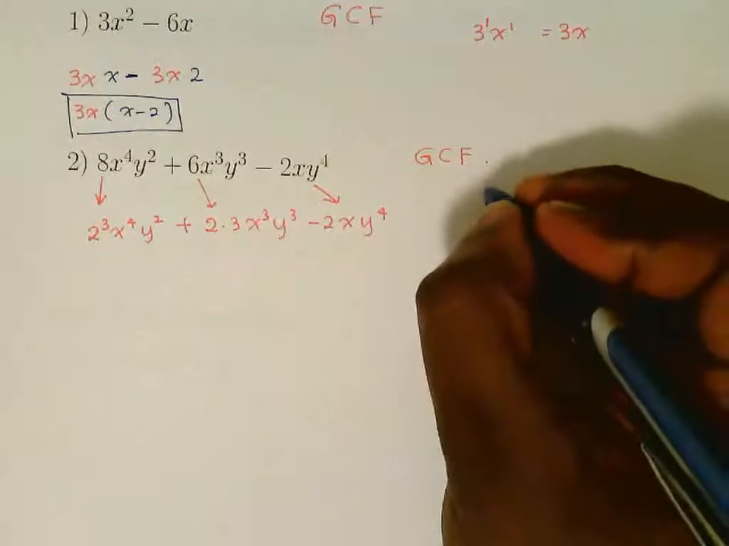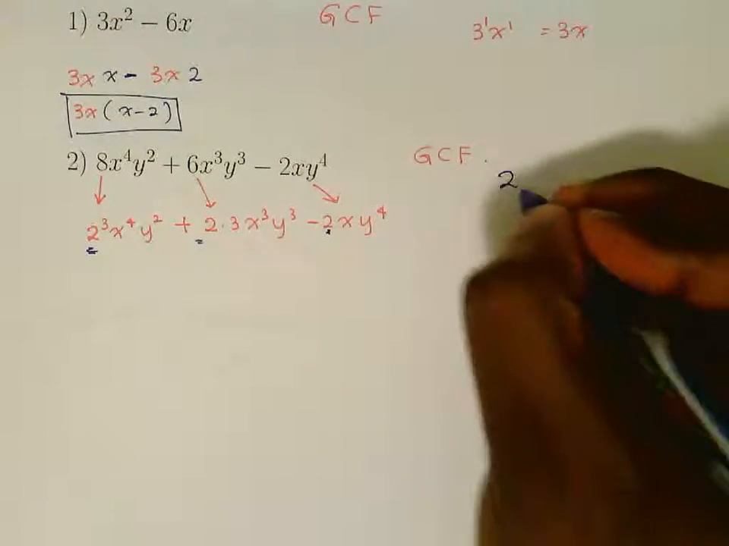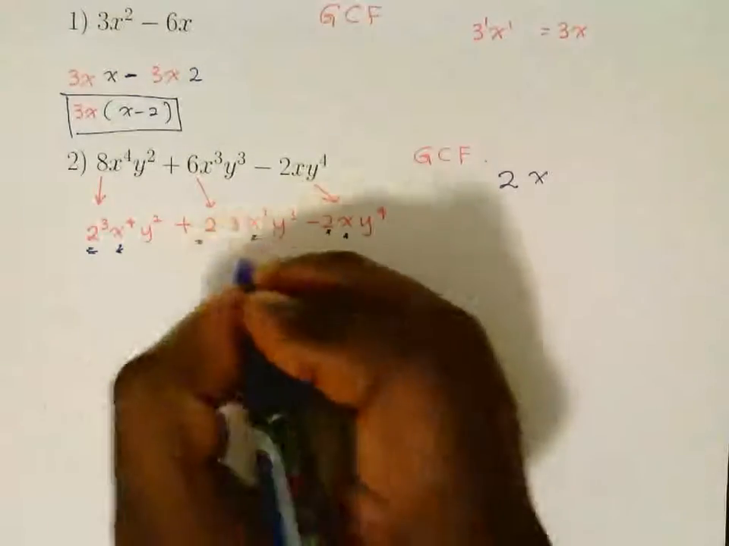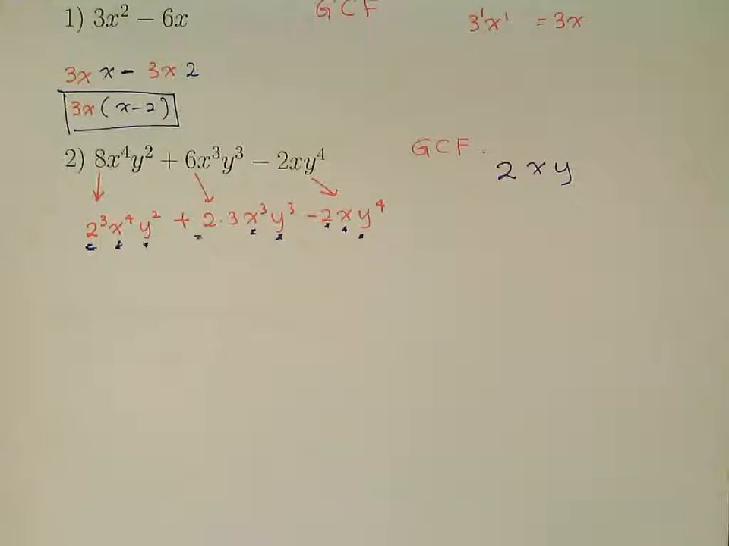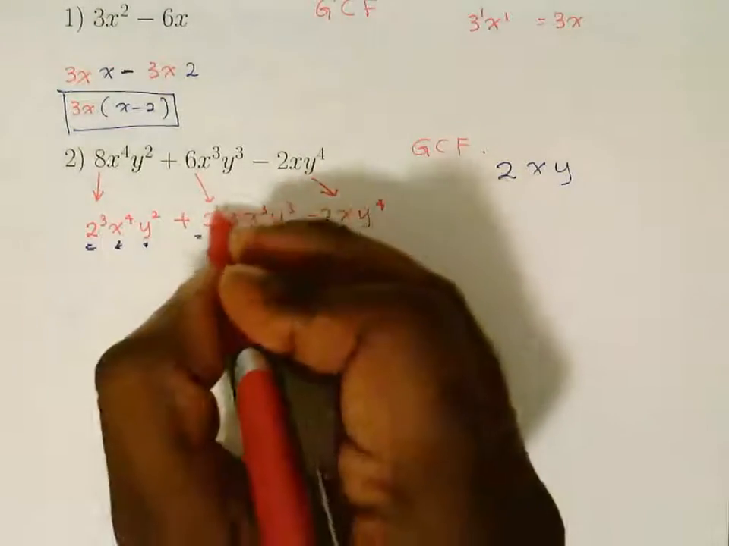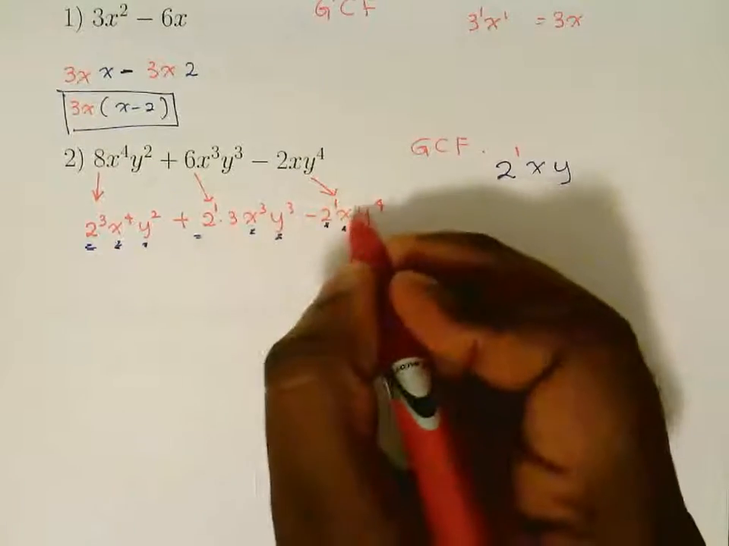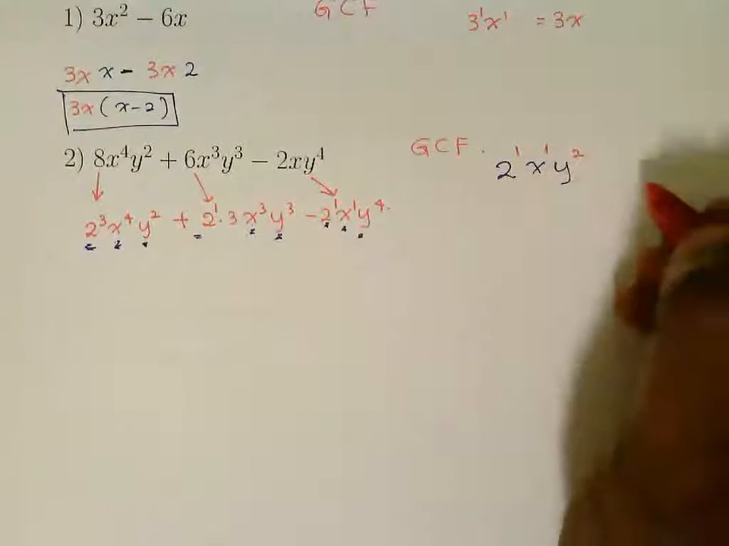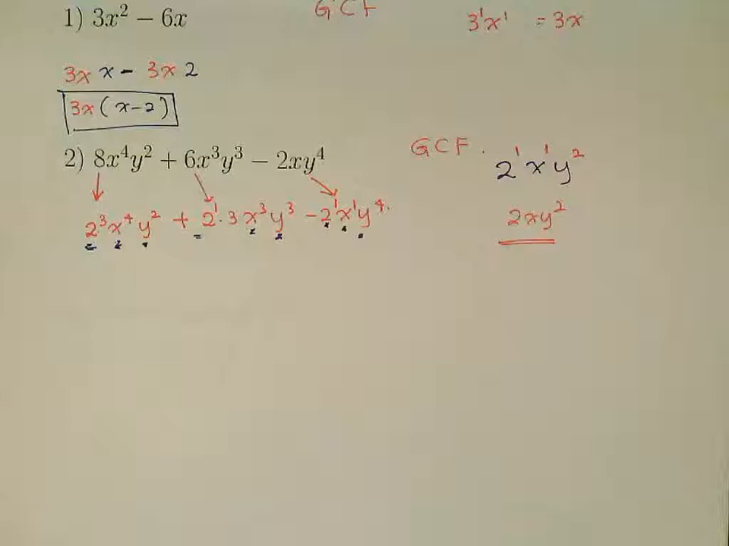Now let's see the greatest common factor. 2 is a common factor, yes. So 2 should go there. x is a common factor, should go there. y is a common factor, so that goes to the base. And now let's pick the least exponents. 3, 1, 1, 1. 4, 3, 1, 1. 2, 3, 4, 2. So 2xy squared is the greatest common factor.